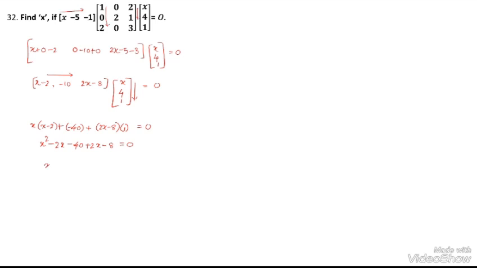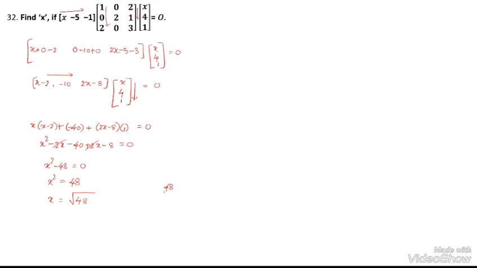X square, minus 2x plus 2x get cancelled. Here minus 40 minus 8. The answer is minus 48 is equal to 0. We want the x value. I can take x square here, taking 48 to the right side, it becomes plus 48. We want the x value. Therefore, root of 48. Now, 48. This is also a right answer. Otherwise, you can write 48 in its simplest form.